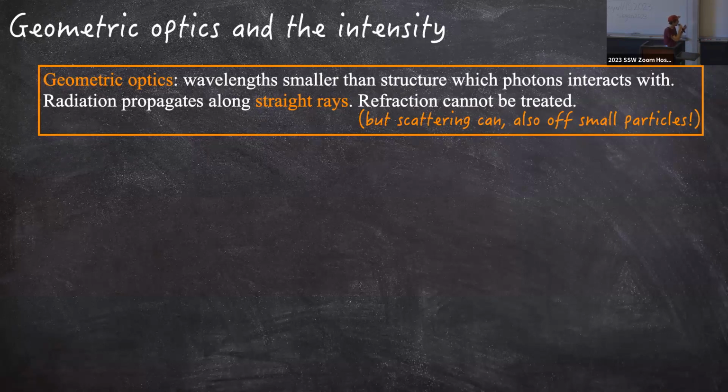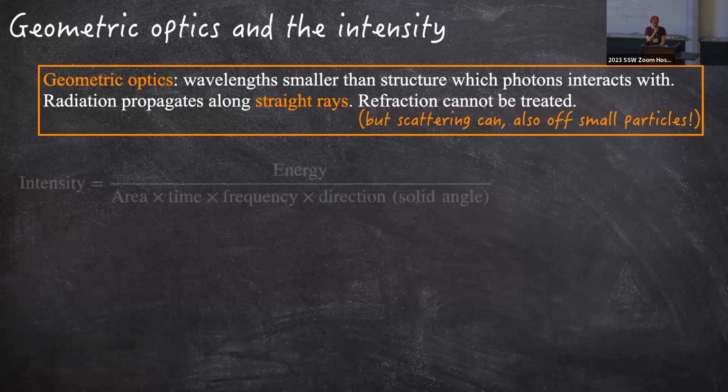What holds then is that energy, or radiation, just propagates along straight lines, and it makes our life much easier. What we cannot treat this way is refraction. If the refractive index is changing as a function of distance, light rays would be bent, but that's often not so important anyway, so we can get around this.